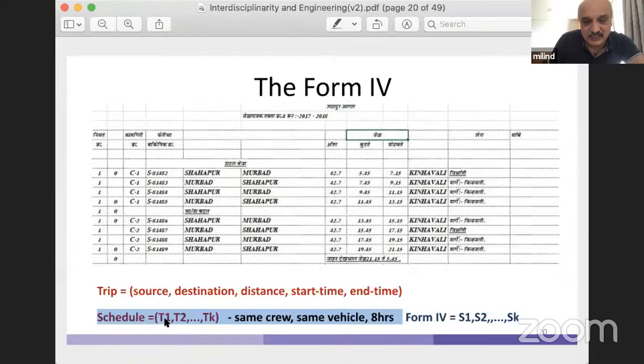So what is the schedule? Schedule is a sequence of trips where T2 follows T1, T3 follows T2, and so on. And same crew, same vehicle, 8 hours, right? So Shahpur Taluka, this is the first thing which takes us from the delivery of the service to how it's actually implemented in the Taluka Bus Depot.